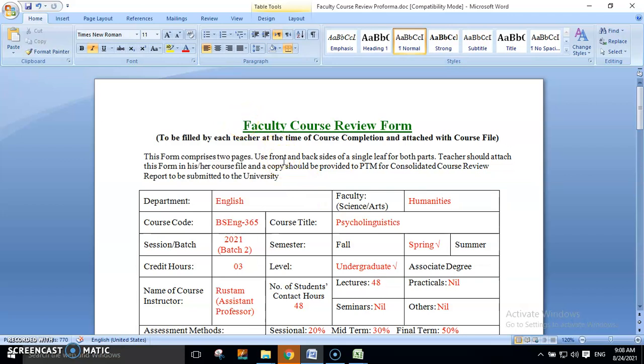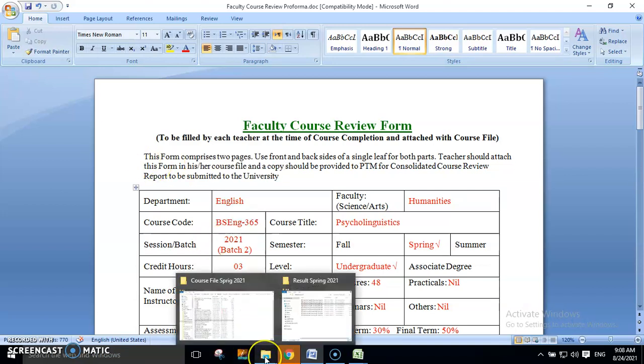Okay, and the PTM should generate a consolidated report to be sent to the focal person, and the focal person will gather all the reports and send these reports to the university. So this is not a faculty course review report. It is a faculty course review form, that is a data collection form. Now let me show you the original proforma. This is a revised proforma, or you can say a customized form, which I have designed myself. So let me show quickly the original form.